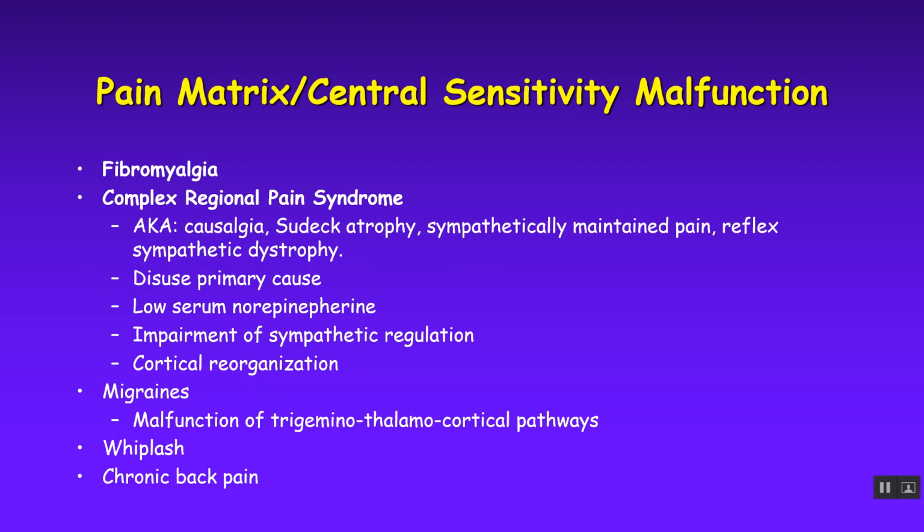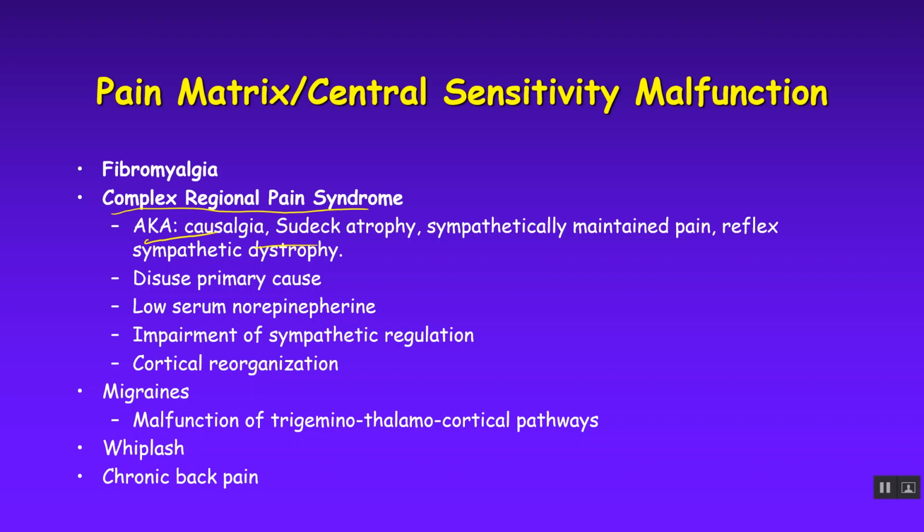Pain matrix, central sensitivity malfunction, we've already kind of mentioned these. Fibromyalgia fits into that category. Then there's complex regional pain syndrome, which we also mentioned. Disuse is the primary cause of this. If you have an injury and you are totally protective and don't move it, you're setting yourself up for this if you have a propensity to it.